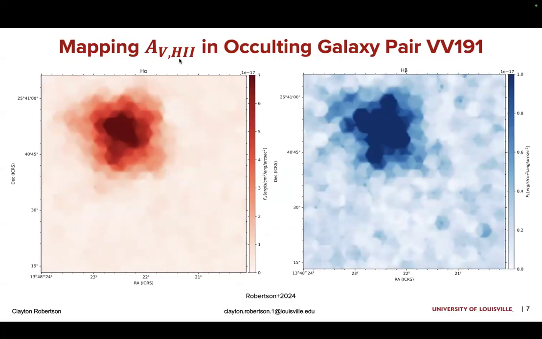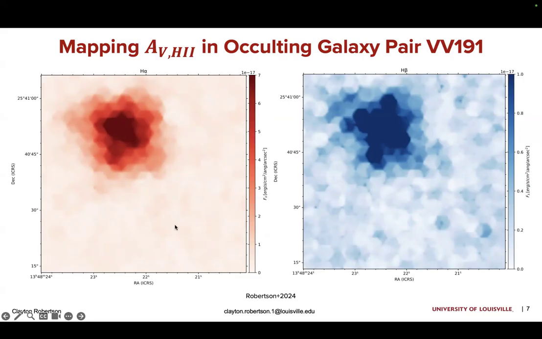These maps, the left is H alpha on a scale of 10 to the negative 17, in units of ergs per second per centimeter squared per angstrom per arcsecond squared. These are flux contributions, taking the area under the emission line and extracting it to get the H beta maps, and then we can map them. This is where VV191b is, and VV191a is down here.